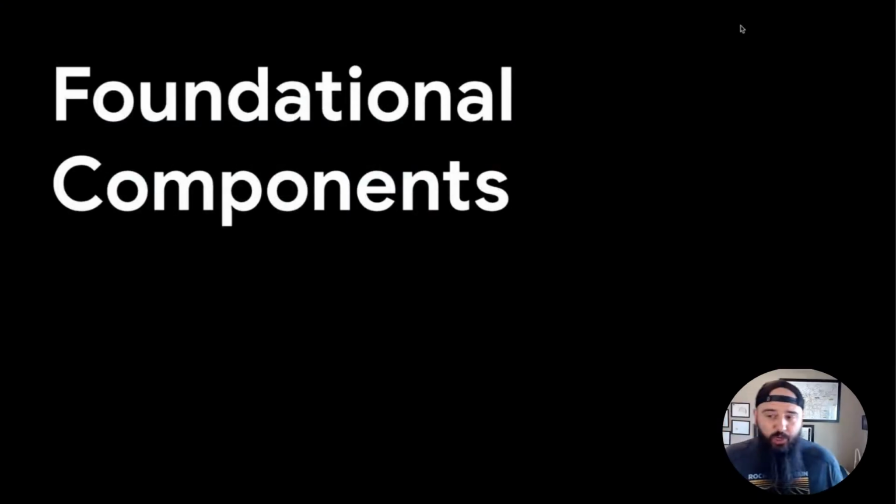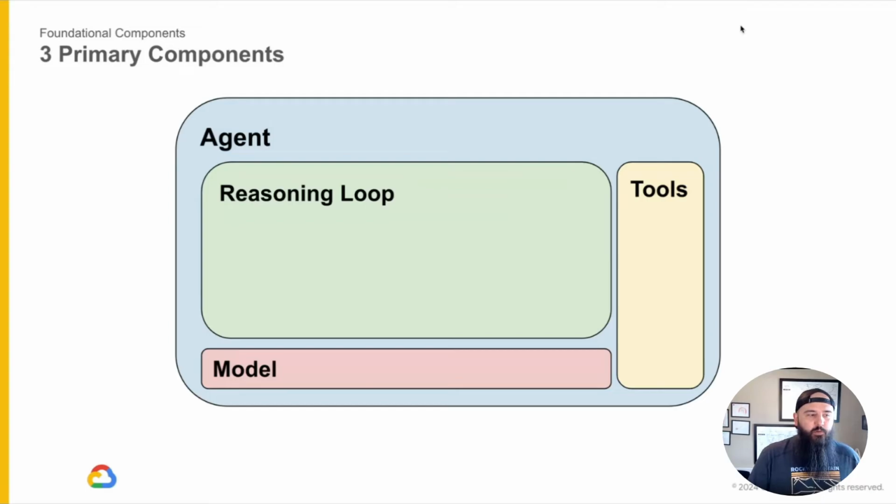So let's talk about some of the foundational components of an agent, and then we're going to get into how agents work. The easiest way to think about this is that agents are broken down into three primary components. You essentially have your model, which is the base language model that you're going to be using. You have some set of tools that you are giving your agent so that it can act and observe the world around it. And then the third one is the reasoning loop.